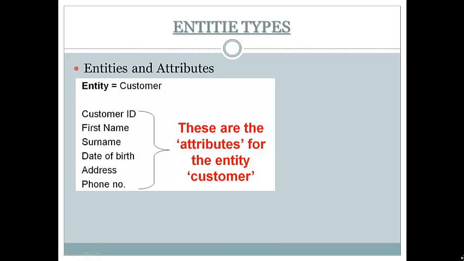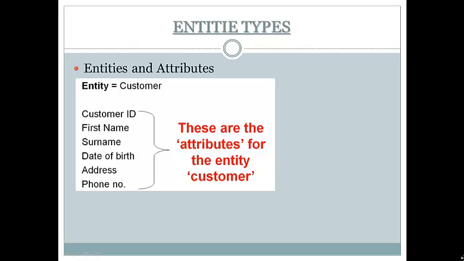Examples of physical existence are person, car, house, or employee. Examples of conceptual existence are company, job, or a university course. For example, customer is an entity in a company database. Now we will see the attributes.